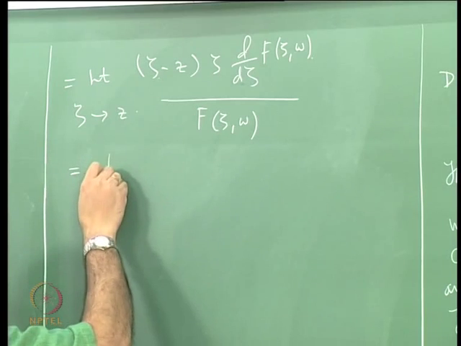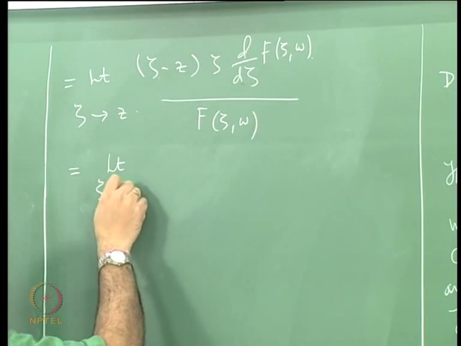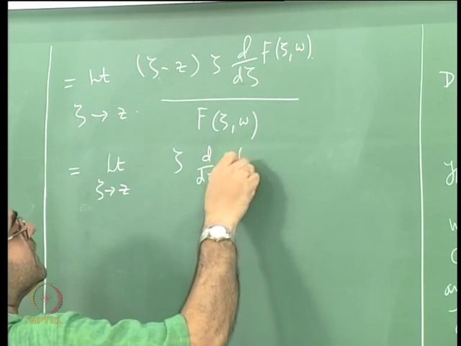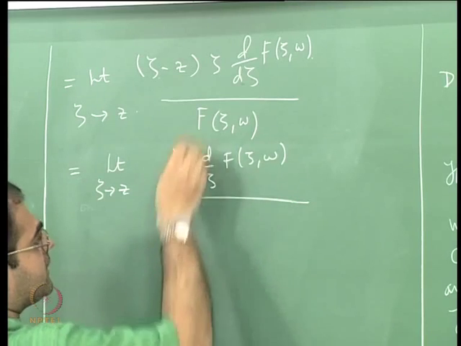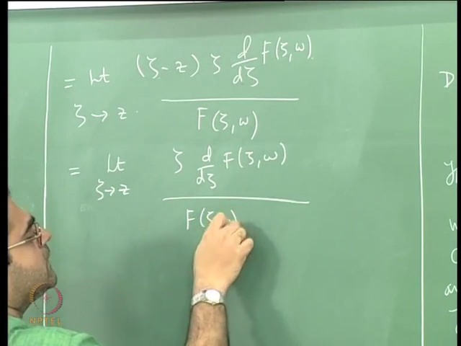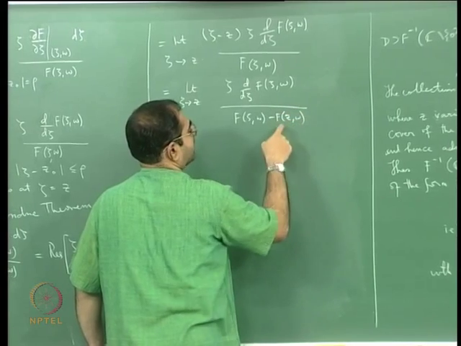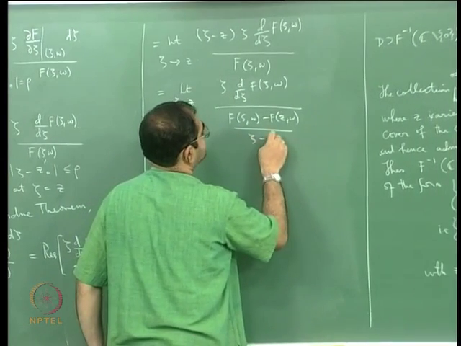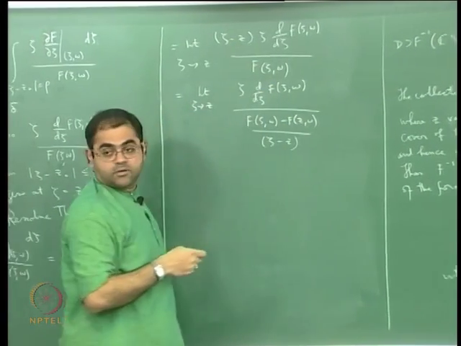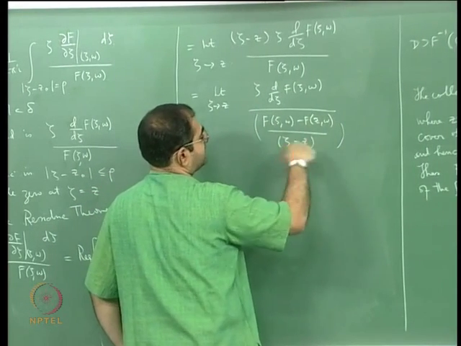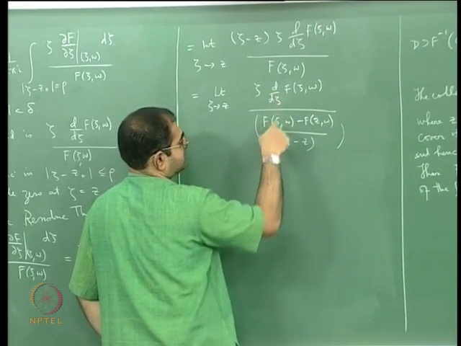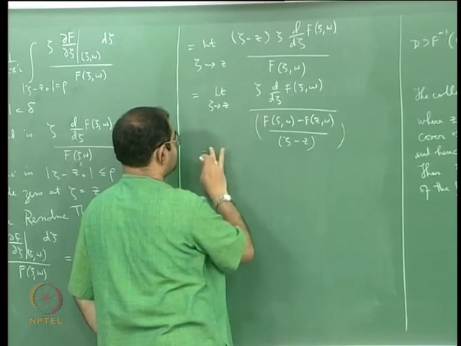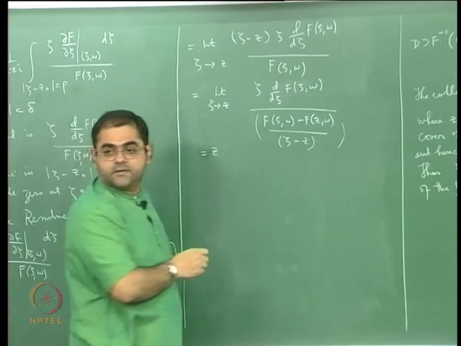This is pretty easy, because this is limit zeta tends to z of zeta d by d zeta of f of zeta comma w by, the denominator I am writing as f of zeta comma w minus f of z comma w. Mind you, f of z comma w is 0, divided by zeta minus z. I am just pushing this zeta minus z to the denominator, and now if I take the limit here, I am going to get the derivative. These two are going to cancel. I am just going to get limit zeta tends to z of zeta, and that is going to be z. So that proves the formula.